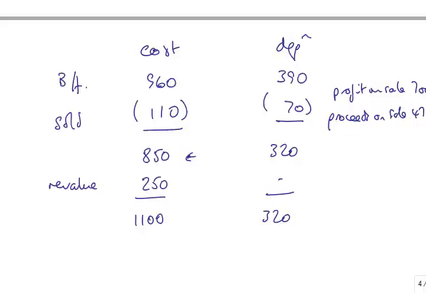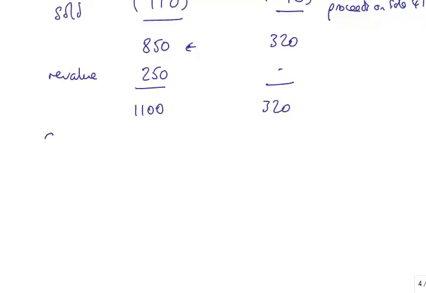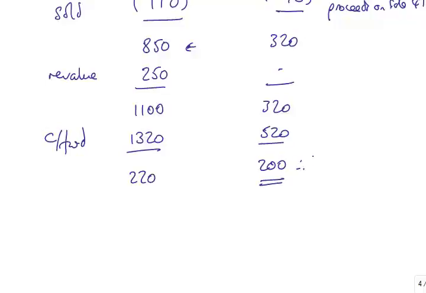So if we look at the carry forward figures, we'll see 1320 and 520. So there's a difference of 220 there and a difference of 200 there. Well, this must be this year's depreciation. And this must be cost of new assets.